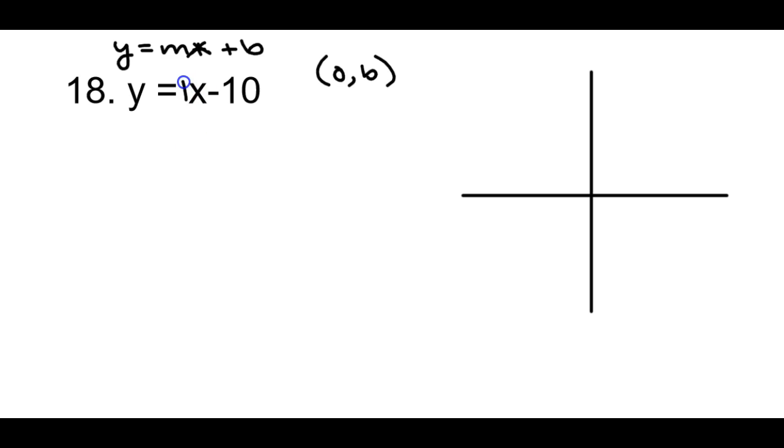Here our coefficient is just a 1. 1x, x, saying the same thing there. So we know our slope is equal to 1, and our y-intercept is equal to negative 10. So if you're sketching this out on graph paper, you go down 10, and then you go up 1 over 1, up 1 over 1, and you can sketch your line going through there like that.